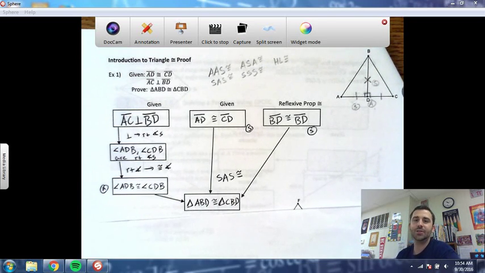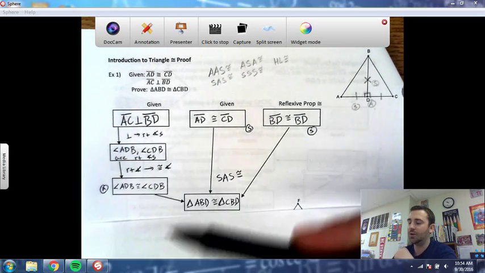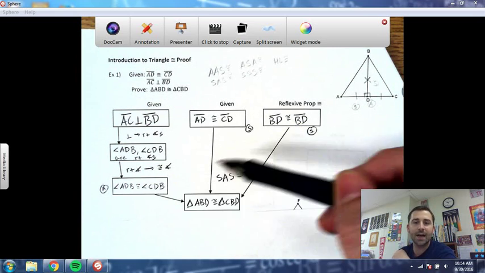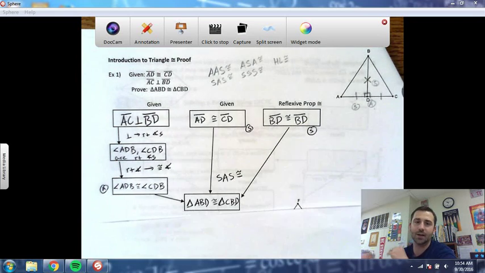And so using what we know about our basic definitions, we were able to go through and fill in so that we got all of the necessary objects in the triangle to prove congruence.